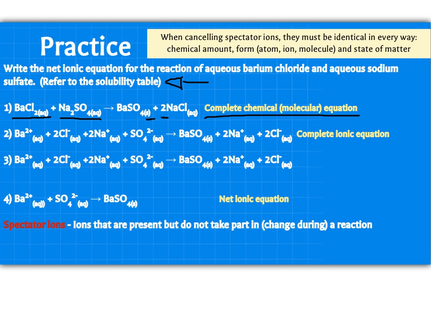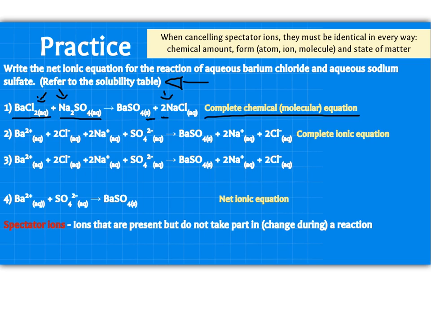It's very important that we pay careful attention to our states in our complete chemical equation because our states are what is going to dictate our second step. So in our second step, anything that had a state of aqueous in our complete chemical equation is going to be able to break up into its ions. So if it was an ionic compound like BaCl2 or Na2SO4, or NaCl with an aqueous state, that means it's going to be able to dissociate.